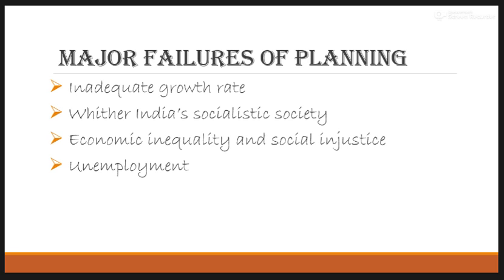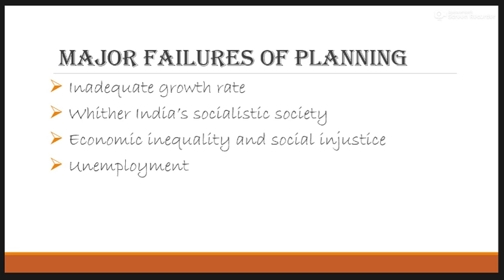The actual growth rate remained below the targeted growth rates of GNP and per capita income. Only in recent plans, both the 9th and 10th plan, has the actual growth rate exceeded the plan targets. In terms of per capita income, India is one of the poorest nations of the world even after more than 58 years of democratic planning.